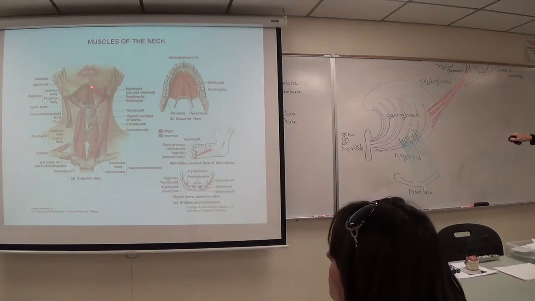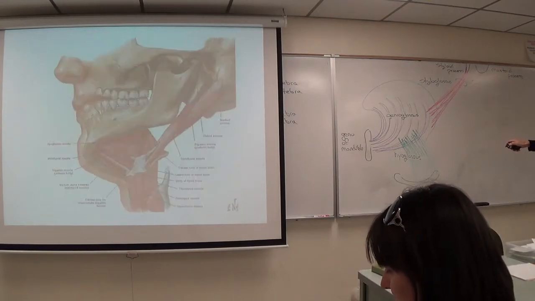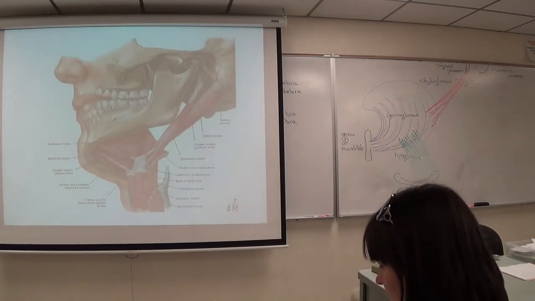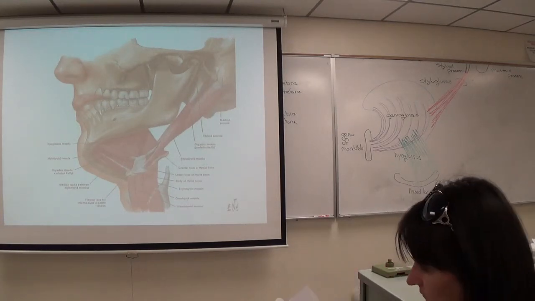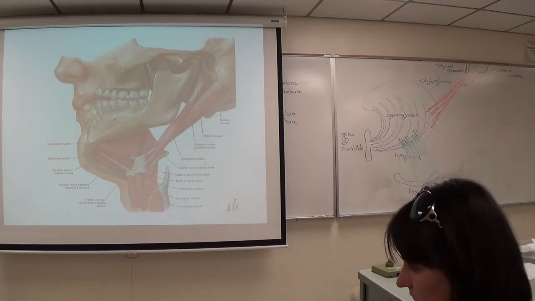So these are the suprahyoid muscles right here. Typically, they function to lift the hyoid so if someone is swallowing. Now obviously I don't have enough saliva now that I want to swallow to be able to swallow.